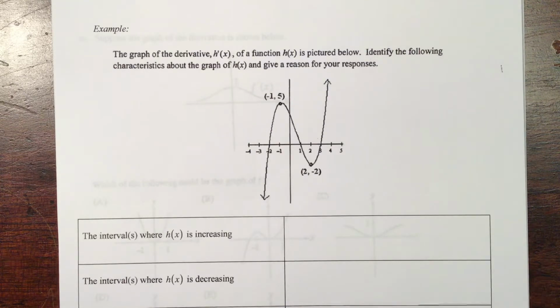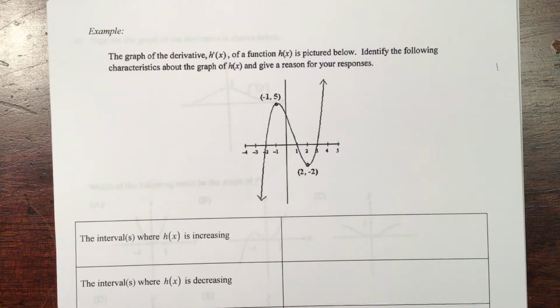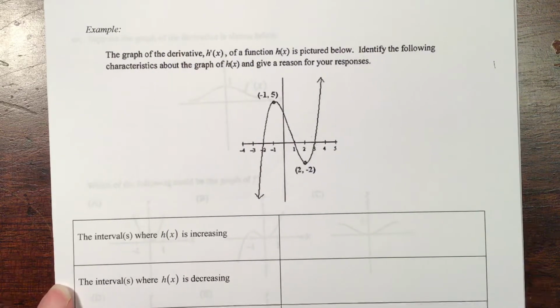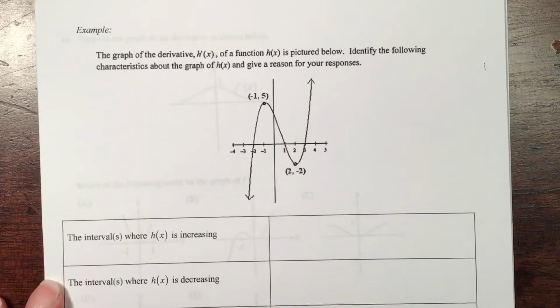Okay, so we're going to start with our graph of the derivative h prime of x. It's a function of h of x, and it's pictured below. Identify the characteristics about the graph of h of x. We're not going to worry about the reason for our responses. We're going to list them, but we don't have to worry too much about the words right now. We just want you to be able to analyze the picture.